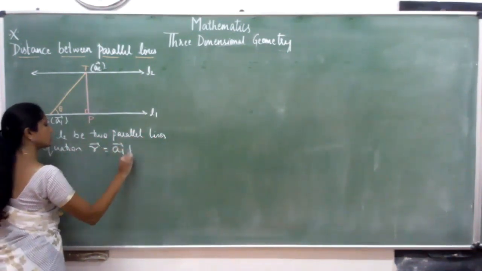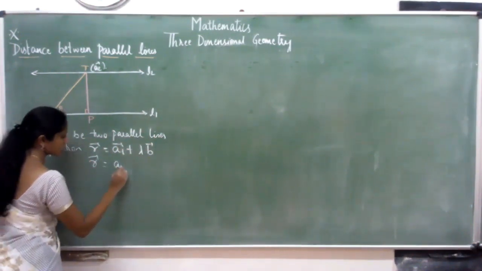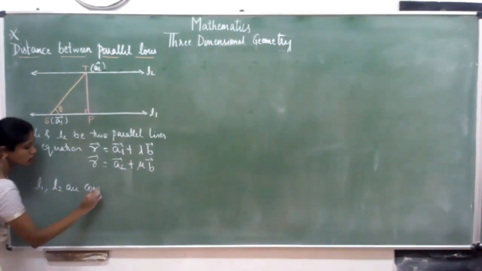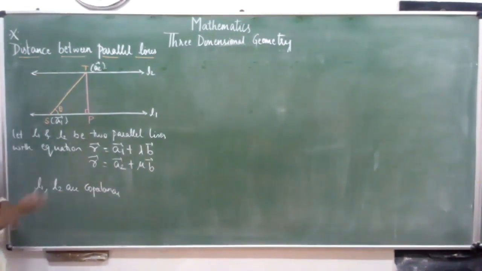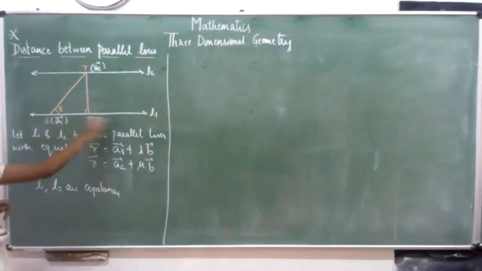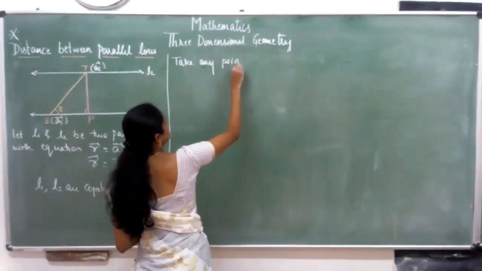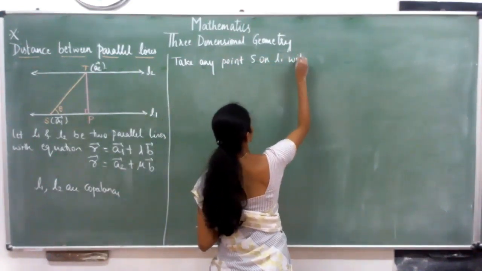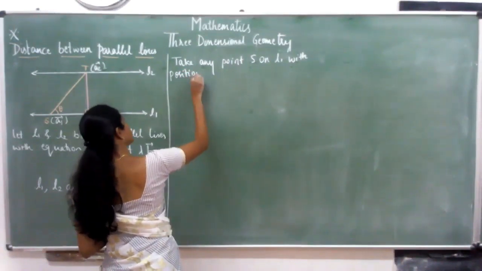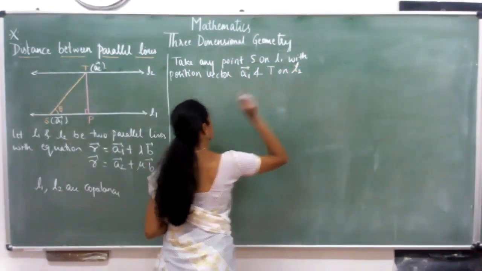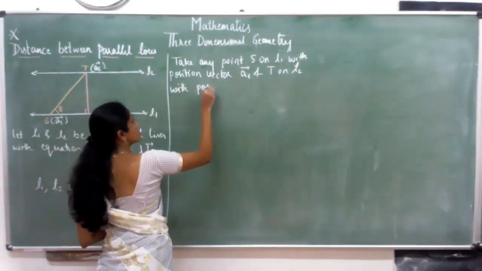vector r is equal to vector a1 plus lambda times vector b, and vector r is equal to vector a2 plus mu times vector b. Okay, then the lines L1, L2 are also coplanar, meaning they are lying in the same plane. So here we are going to consider any point S on the line L1 with the position vector A1 and T on the line L2 with the position vector A2.